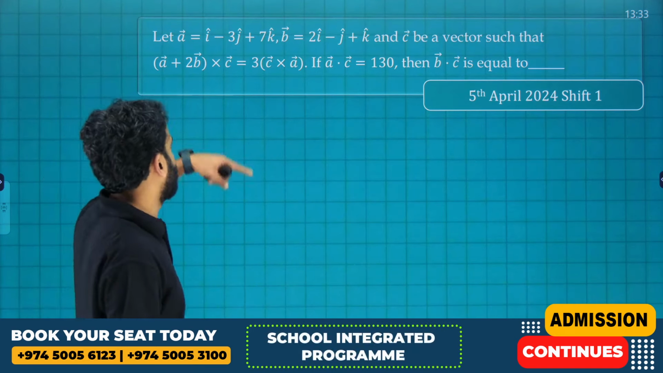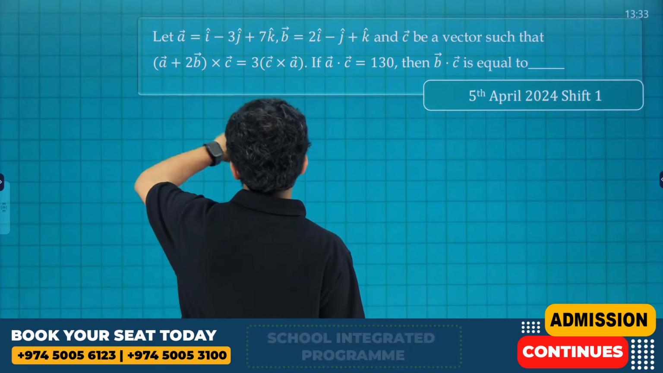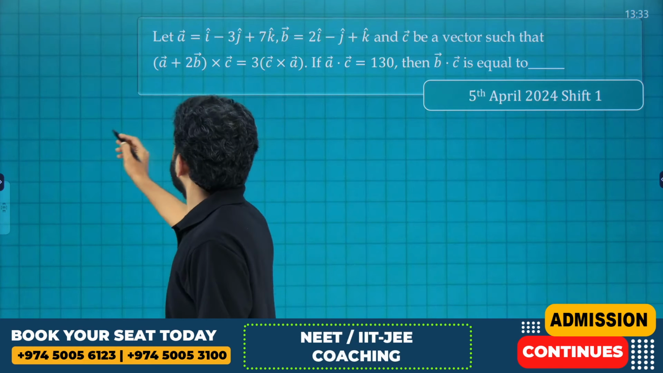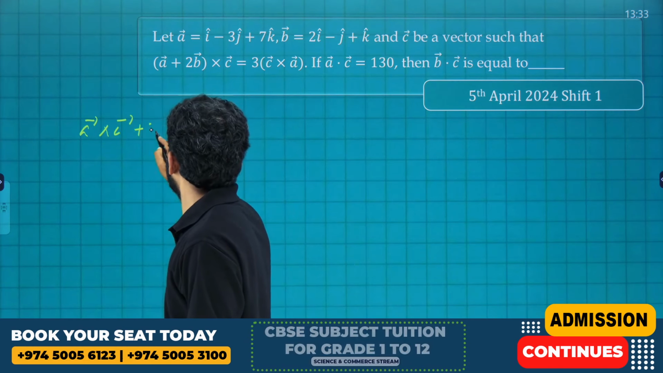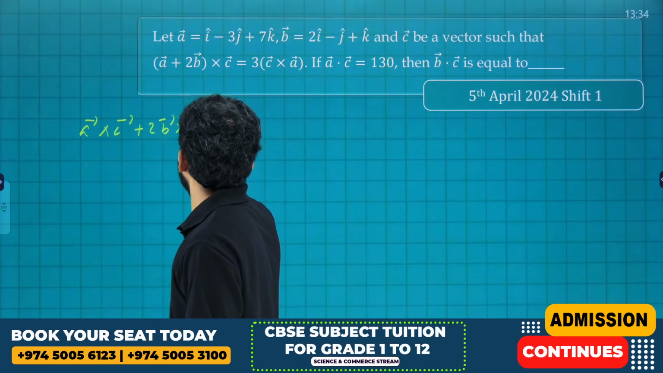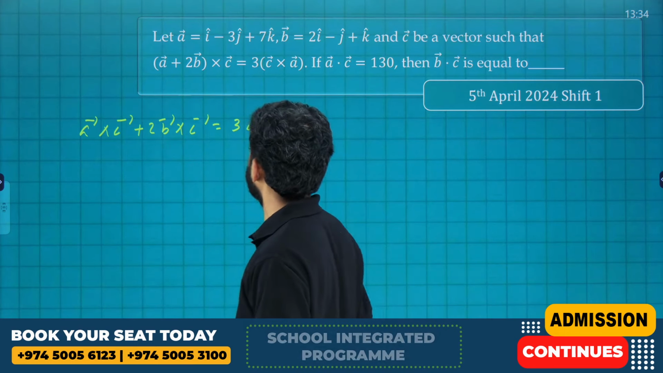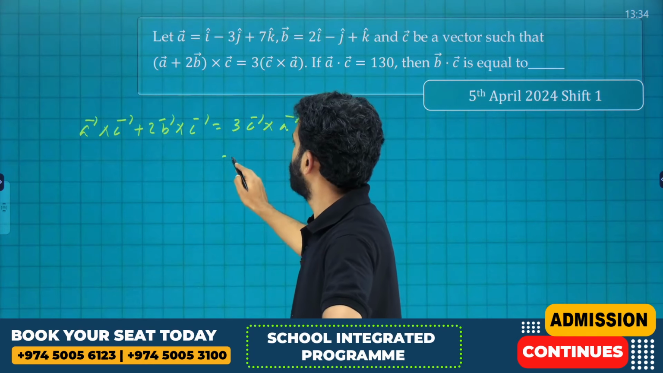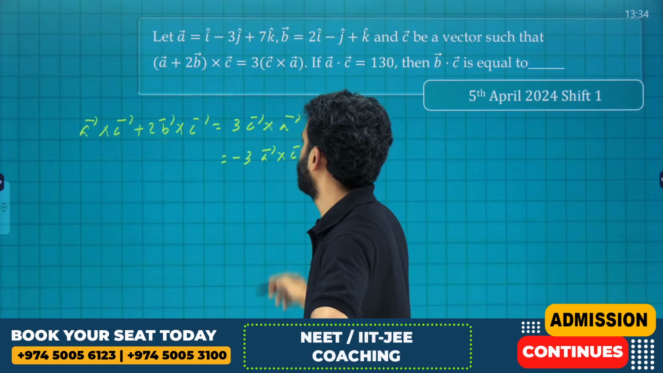Let's open the bracket here. Let's see what happens. There is nothing common. Let's open the bracket first. No other data is given. That is vector A cross vector C plus 2 into vector B cross vector C is equal to 3 into vector C cross vector A. If you transform this, it becomes minus of 3 into vector A cross vector C.